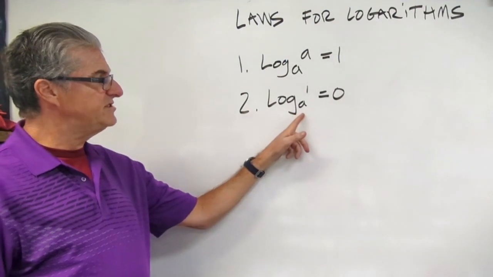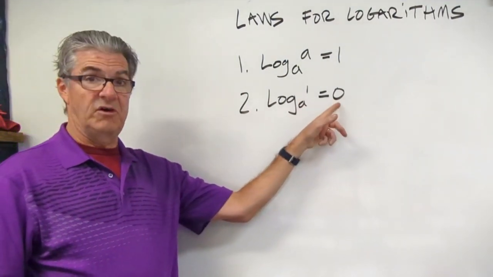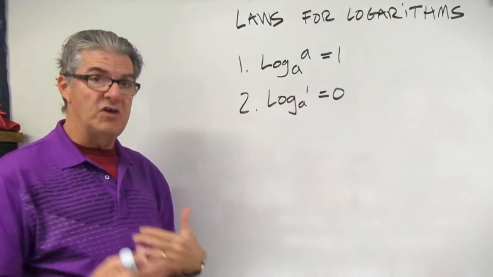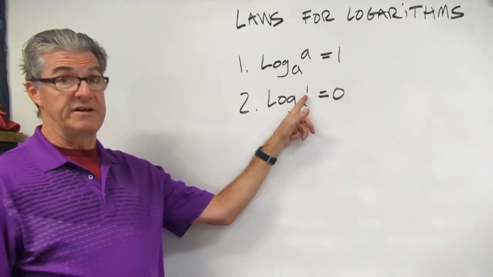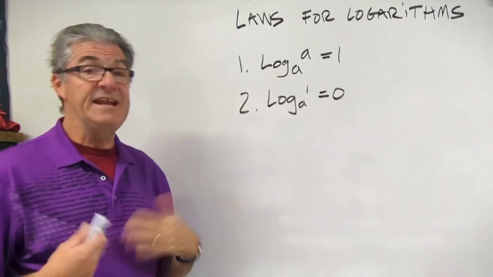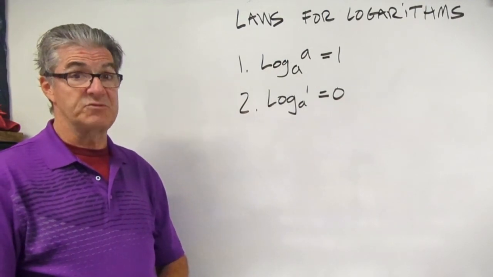This one, log base A of 1 equals 0. And if you think about this one, it also makes sense. This is saying what power of A makes 1. And that's the 0 power. Anything to the 0 power makes 1.